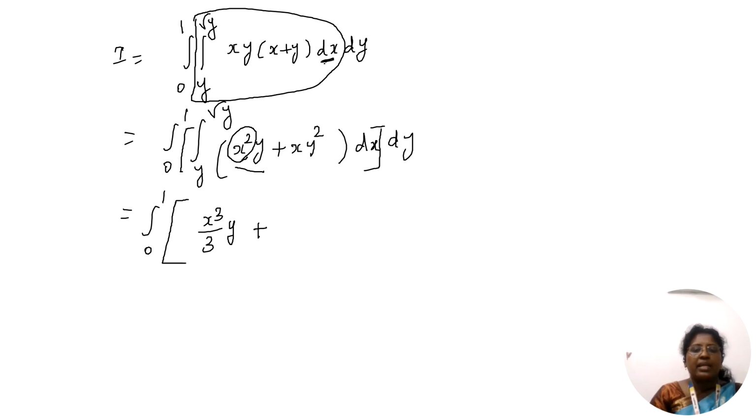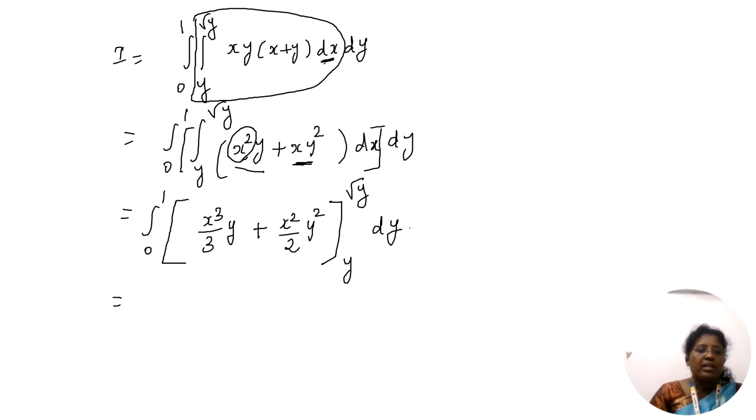Then plus, in the second term, when you integrate this with respect to x, integration of x is x square by 2. Here y square is constant, keep the constant as it is. Now we will apply the limit. What is the limit here? The lower limit is y, the upper limit is root y. Now we'll write the outer integral with respect to y. So write dy as it is.